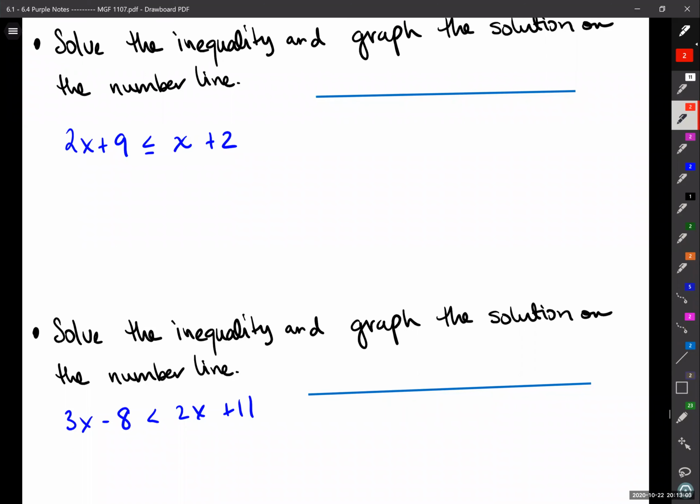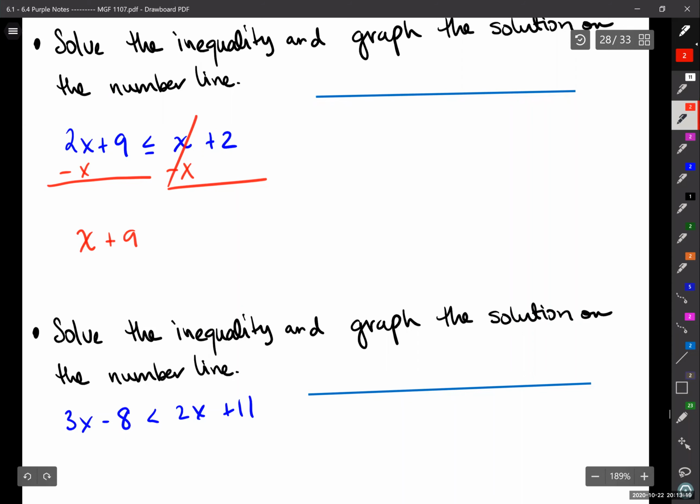Okay. Now here I have x's on both sides, so in my mind I'm thinking x's to one side, numbers to the other. Strategically, I think it'd be easier to move the single x by subtracting an x over than it would be to move the 2x. So 2x minus x is just x plus 9. Get x by itself. The only thing that's stopping it is this adding 9. So if we subtract 9 from both sides, we would just get x should be less than or equal to -7.